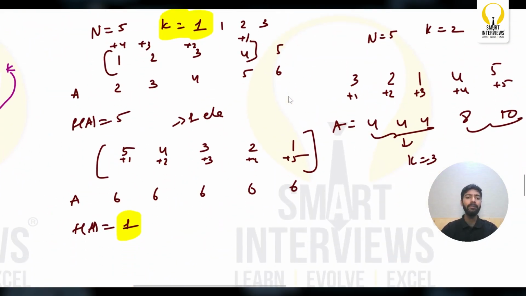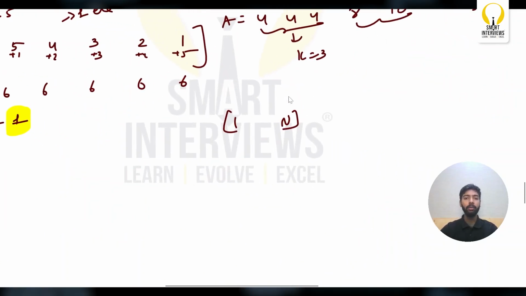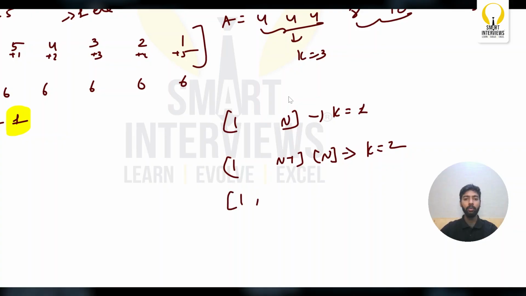If I need only one valid k, I will reverse the entire valid permutation from 1 to n. If I need two unique elements, what should I do? I need to reverse from 1 to n minus 1 and leave n as the same. So I'll get k as 2. Next, if I need 3, I'll do 1 to n minus 2 elements. I'll reverse the 1 to n minus 2 elements and then leave n minus 1 to n elements as it is. So I'll get k as 3. So same thing I can continue.